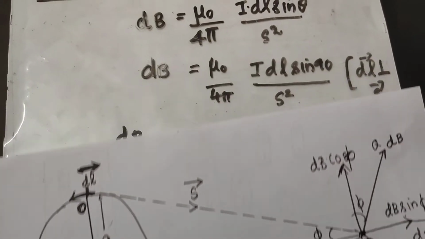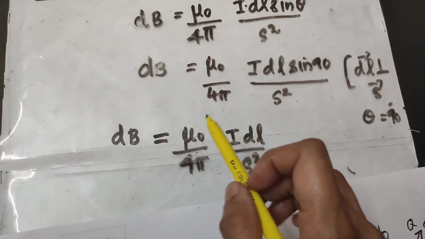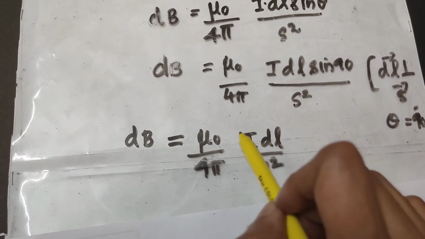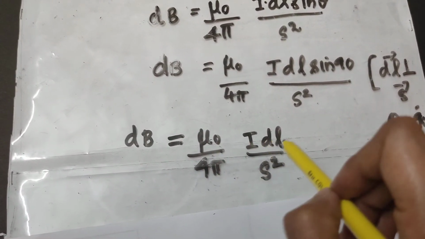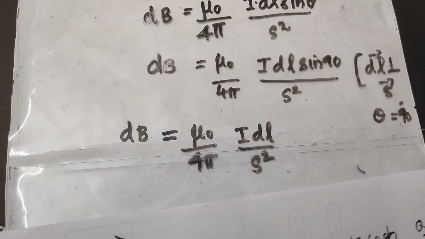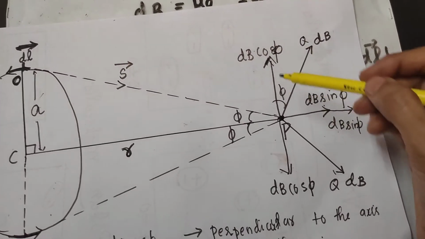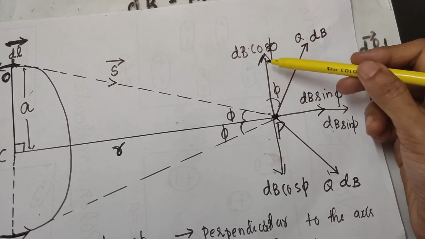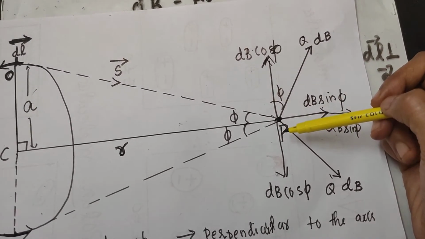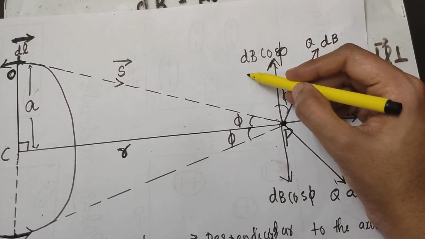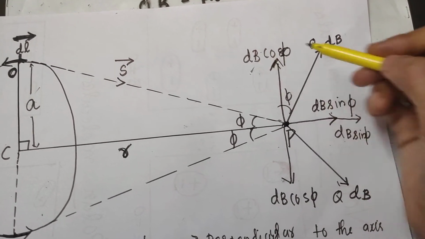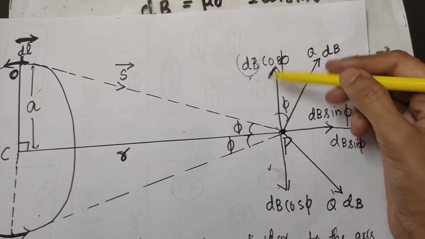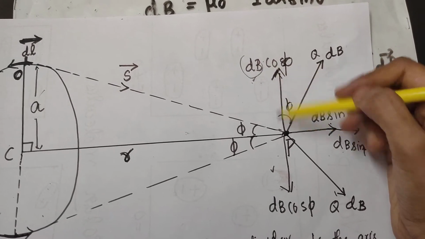Then we have already derived the magnitude of the magnetic field. It is equal to dB = μ0/4π · I dl/s². So when you consider the figure, you can see that these two components have the same magnitude but are in opposite direction. So what will happen to these components? They will cancel each other, because dB is the same for both, but the direction is just opposite.